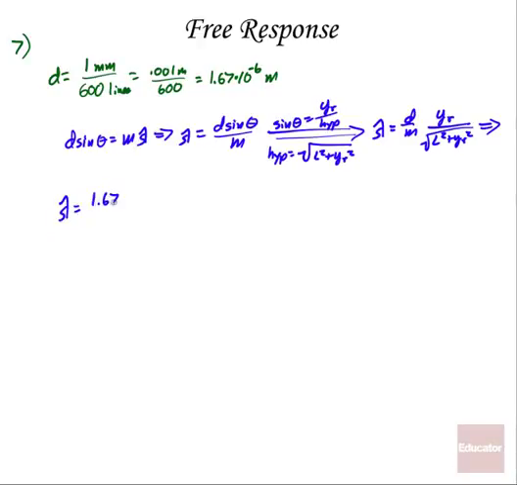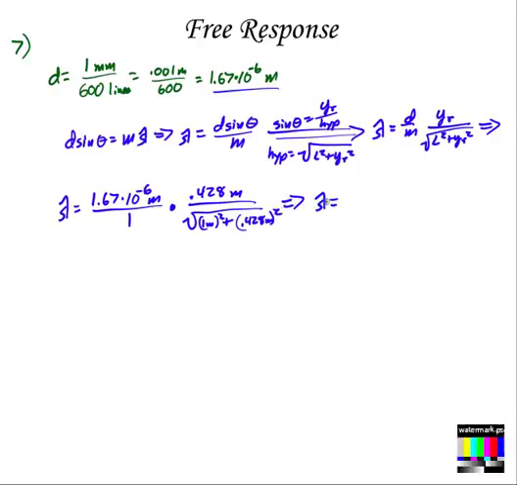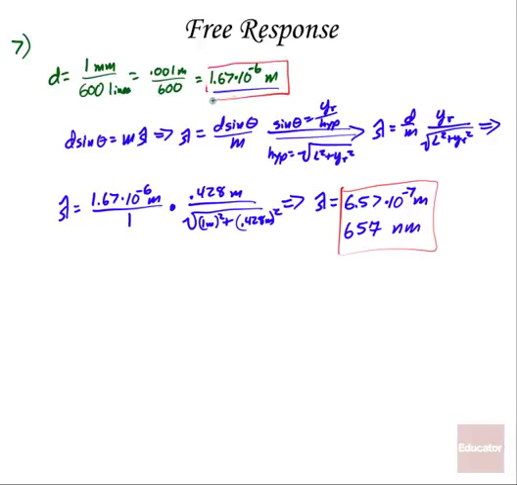Now I can start to substitute in my values. Lambda is going to be equal to our d, 1.67 times 10 to the minus 6 meters, divided by m. We want the first order, so m is 1, times y sub r, that's 0.428 meters, divided by the square root of L squared, that's 1 meter squared, plus y r squared, that's 0.428 meters squared. With a little bit of calculator work, I can show that the wavelength is 6.57 times 10 to the minus 7 meters, or 657 nanometers. So we've got our answer there for part A.